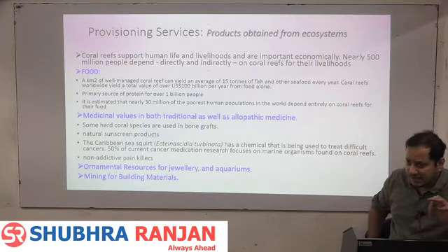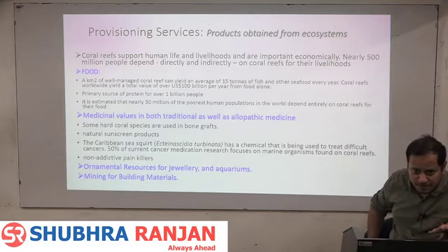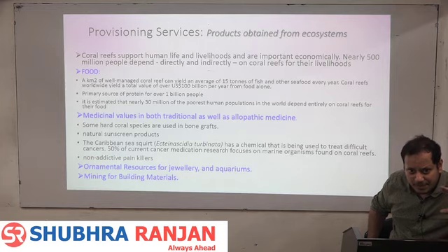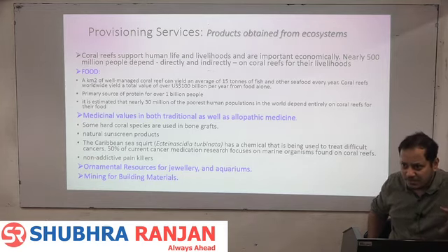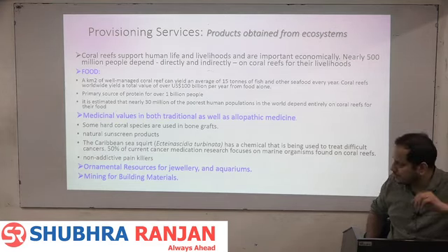It is estimated that nearly 30 million of the poorest human population in the world depend entirely on coral reefs for their food. That is, they will take rice in the coastal region, but they will get protein. Jaise you eat dal in the interiors as a source of protein and rice as a source of carbohydrates, these people are going to eat fish and rice. Fish is the source of protein.